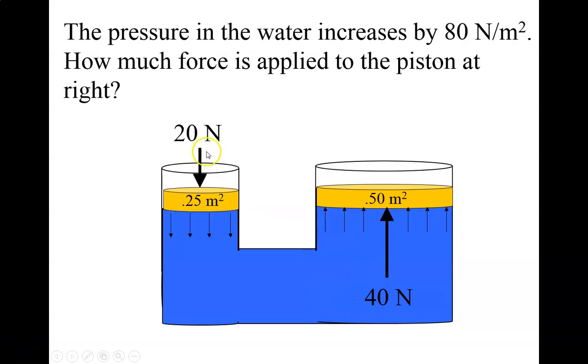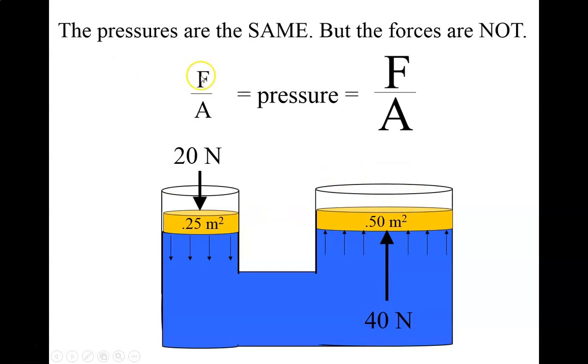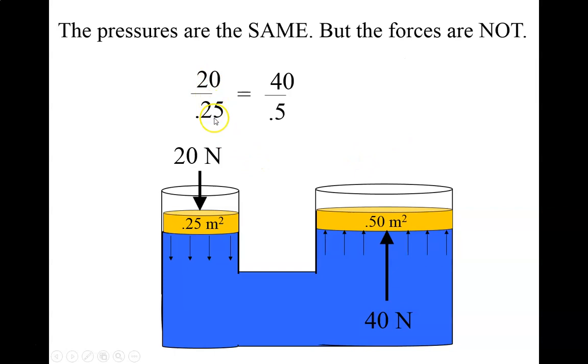Both of these give me a pressure of 80 pascals. 20 divided by 0.25 gives me 80 pascals. 40 divided by 0.5 gives me 80 pascals. The pressure is the same at both locations, but I get a greater force. So force over area equals pressure equals force over area. Looking at the numbers, F1 over A1 equals F2 over A2: 20 divided by 0.25 gives me 80, and 40 divided by 0.5 gives me 80 as well.